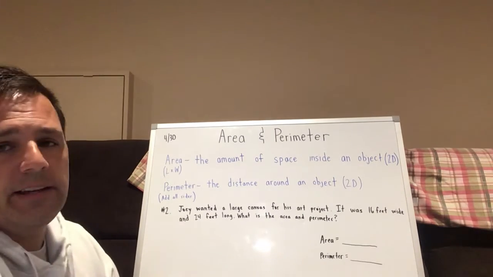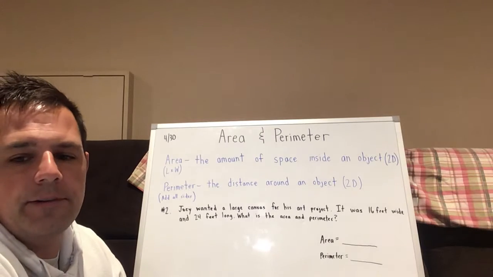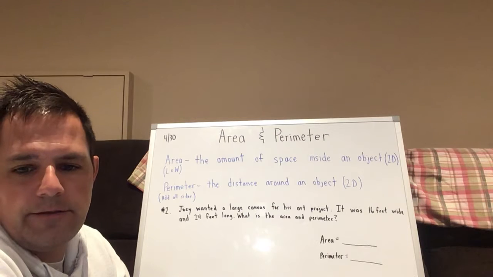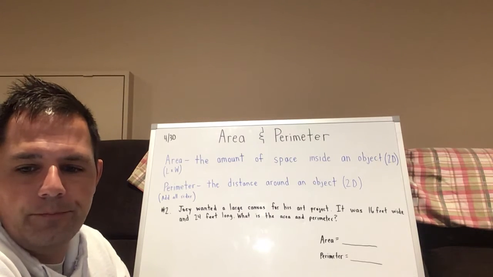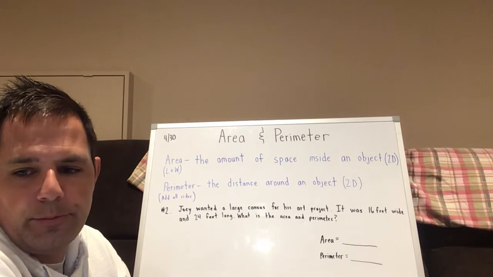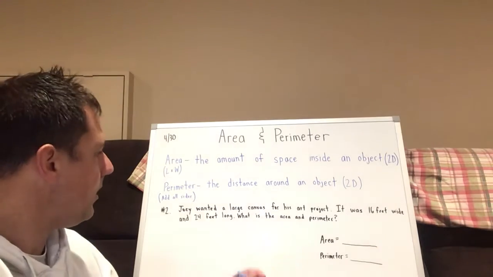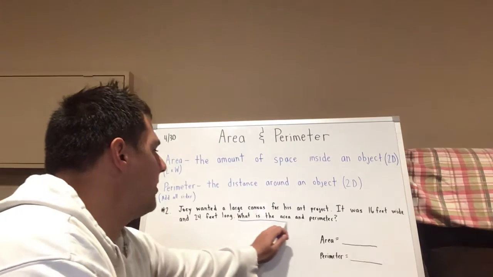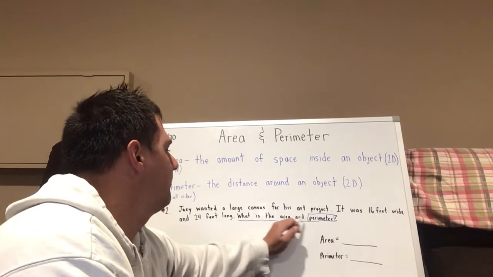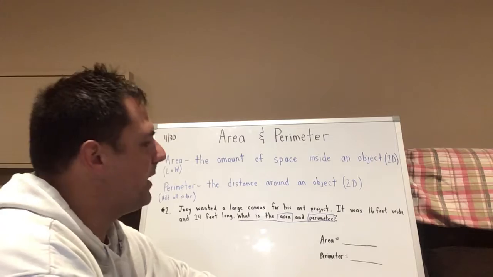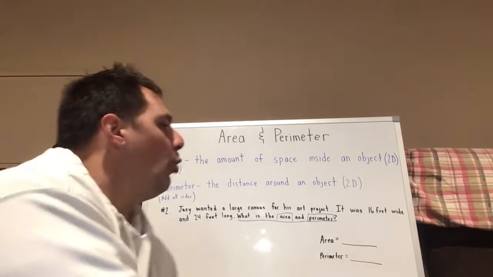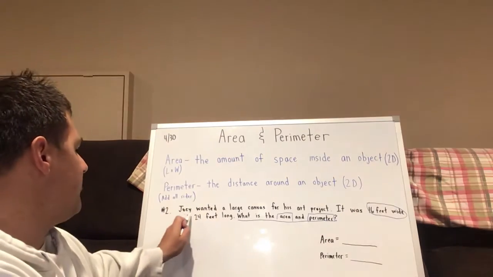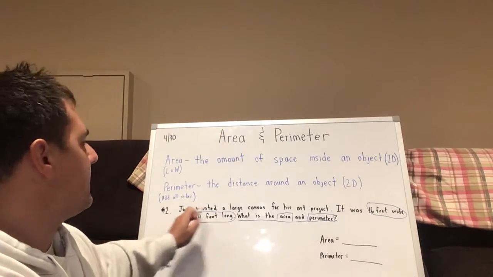Problem number 2 says, Joey wanted a really large canvas for his art project. He found one at a store that was 16 feet wide and 24 feet long. What was both the area and perimeter of Joey's canvas? The first thing I'm going to do is my cubing. I'm trying to figure out both the area and the perimeter. The problem lets me know that one of the dimensions is 16 feet wide, and the other dimension is 24 feet long.